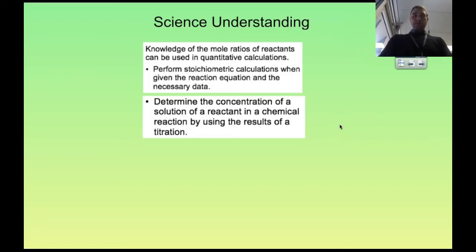3, 2, 1. So the science understanding that we're going to look at: knowledge of mole ratios and reactants can be used to perform quantitative calculations. So perform stoichiometric calculations when given the necessary data, and determine the concentration of a solution of a reaction in a chemical reaction using the results of titration. The first part, we're going to use the titrations as our example of using stoichiometric ratios to help answer questions.